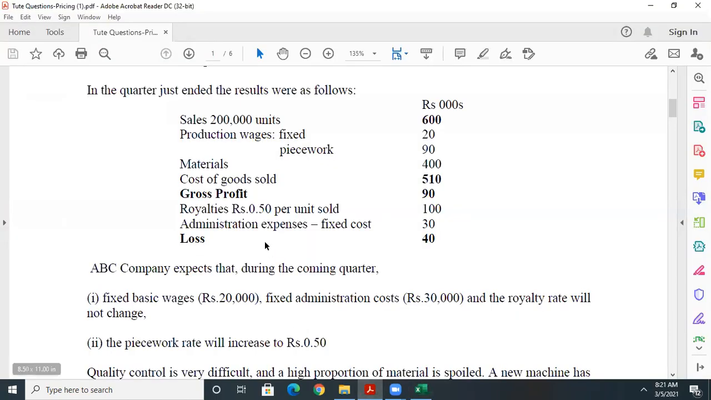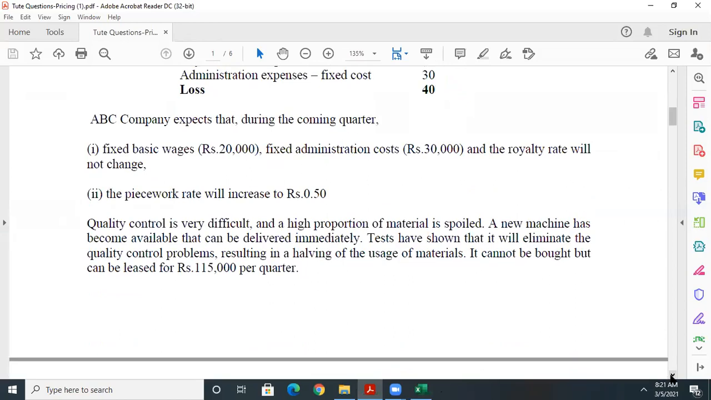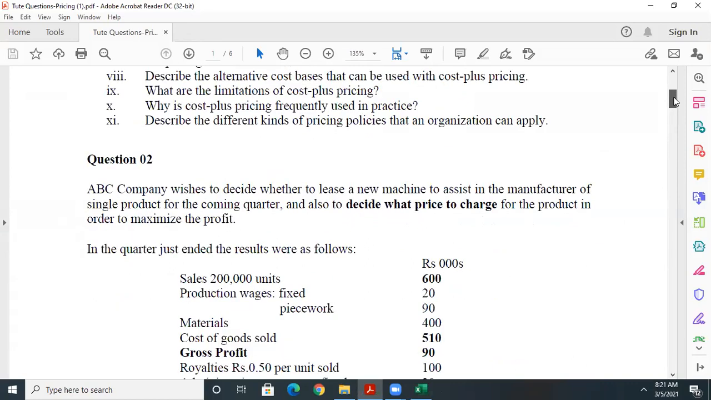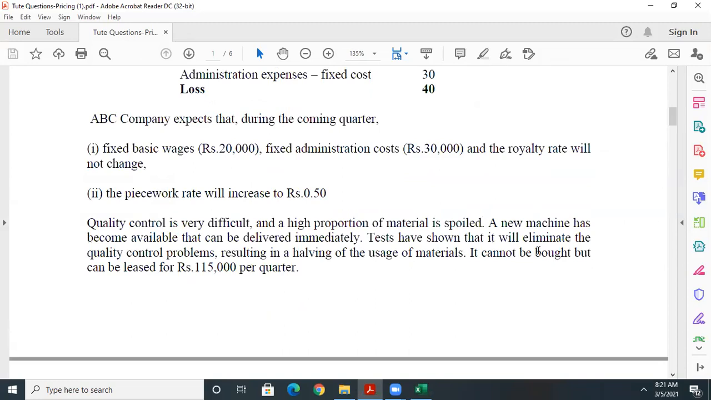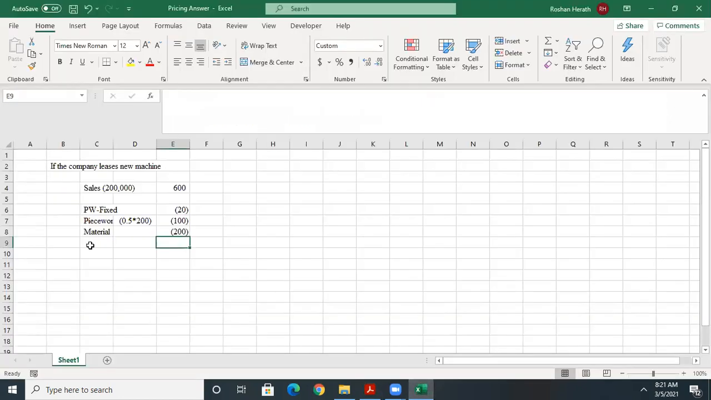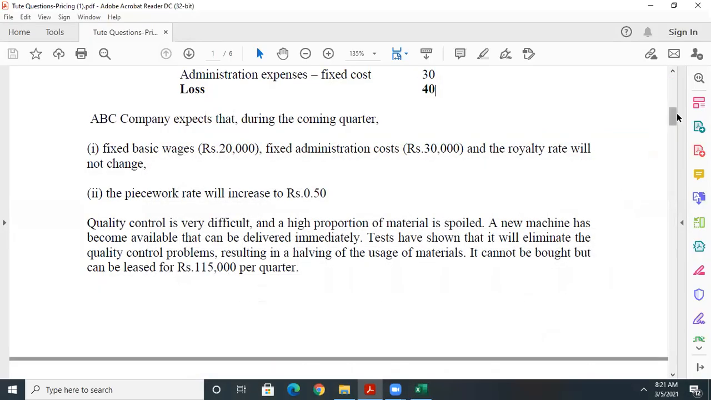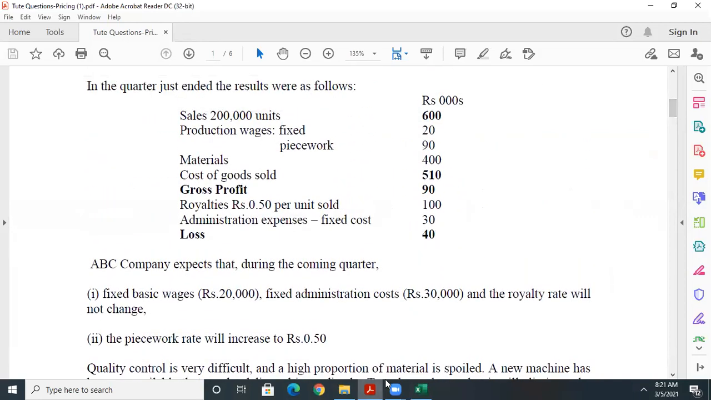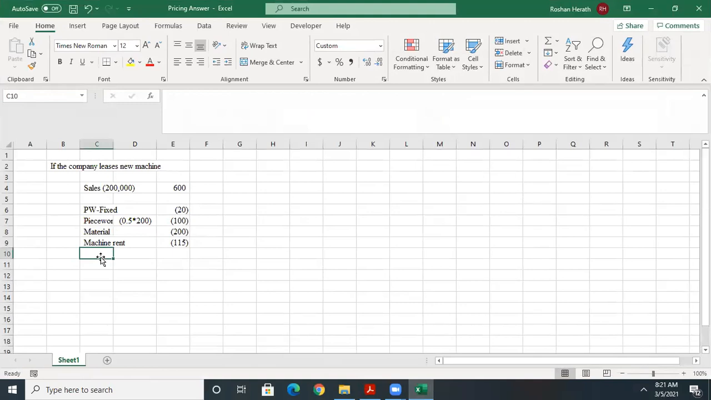Then before that, you need to look for the lease cost. It can be bought, but can be leased for rupees 115,000 per quarter. So the machine rent must also be there, 115,000. Consequently, you can work out, like in the previous case, the cost of goods sold.